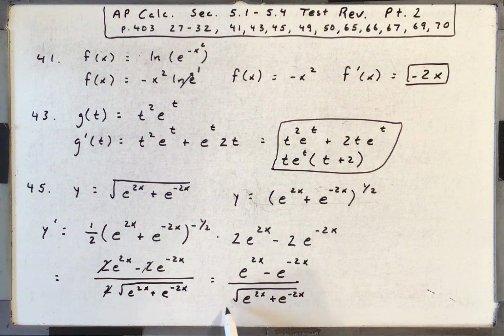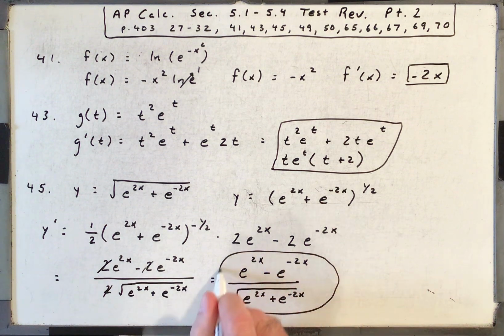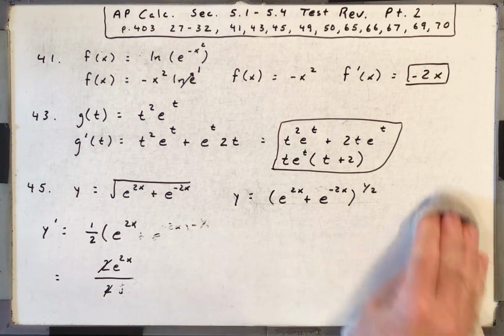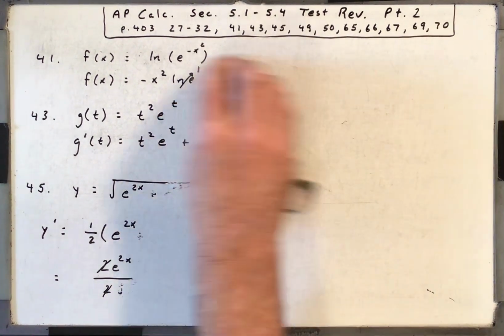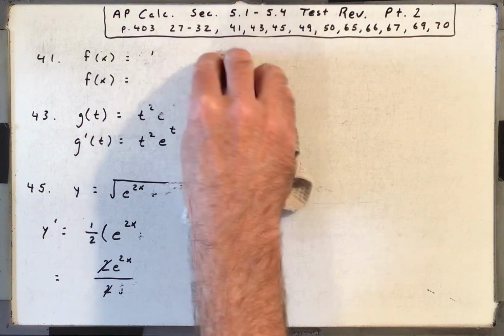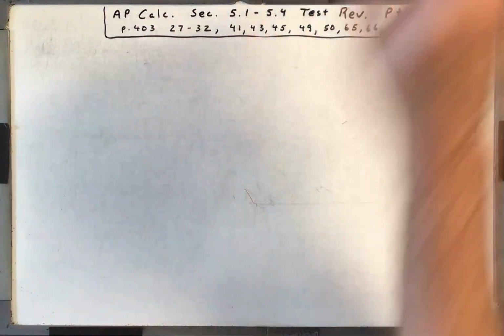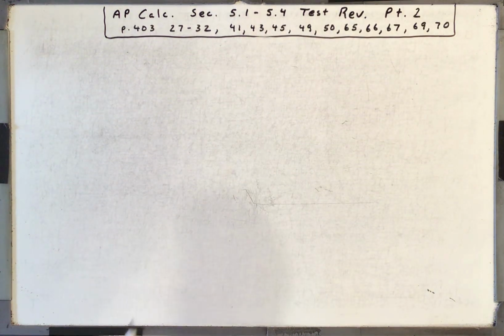So I would like you to see you cancel out all those 2's, but you don't have to rationalize or anything like that. All right, so pretty fancy problem there, but a good one to practice, because you could easily get one of that level of difficulty on the test. All right, we're through number 45. Let's move to number 49.